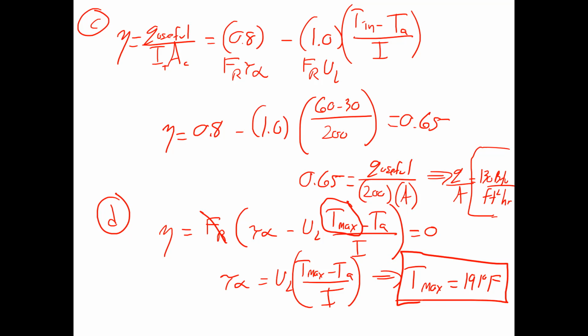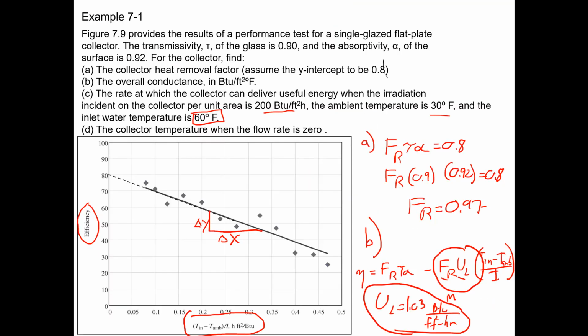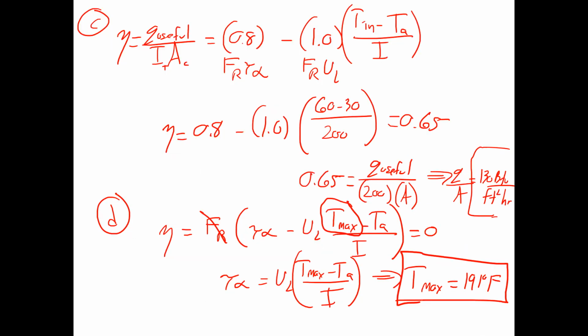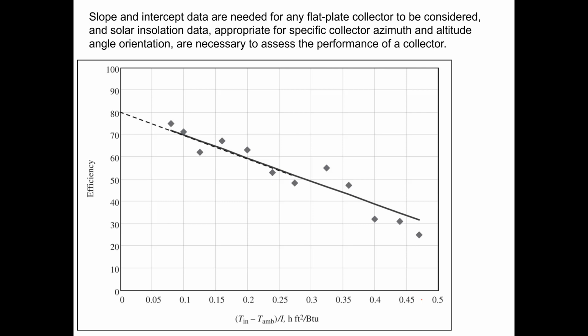So I hope that kind of helps clarify the usefulness of some of these parameters that we're looking at for solar collectors. And this data, basically the slope and the intercept data as given in the problem, are needed for any flat plate collector to be considered. So what you need is that slope and intercept data as well as the solar insolation data.